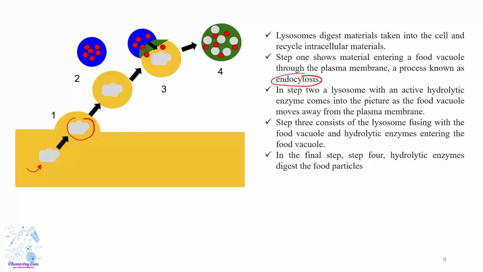In step 2, a lysosome with active hydrolytic enzymes comes into the picture as the food vacuole moves away from the plasma membrane. Step 3 consists of the lysosome fusing with the food vacuole and the hydrolytic enzymes entering the food vacuole. In the final step, step 4, the hydrolytic enzymes digest the food particles. That is the role of the lysosome in the animal cell.